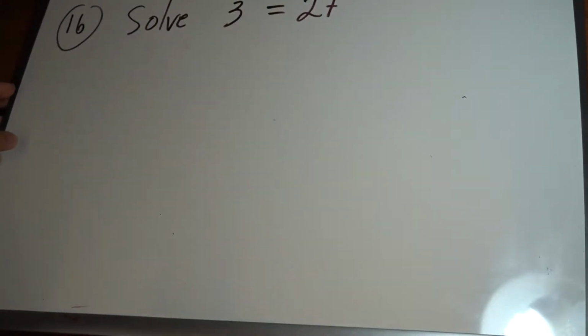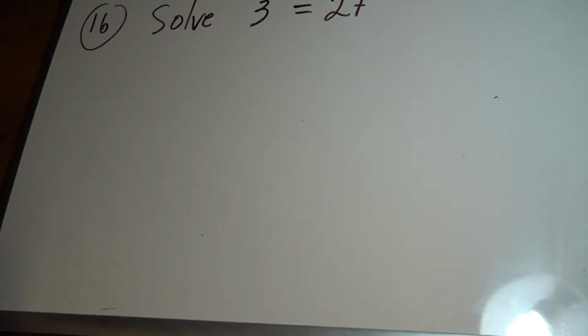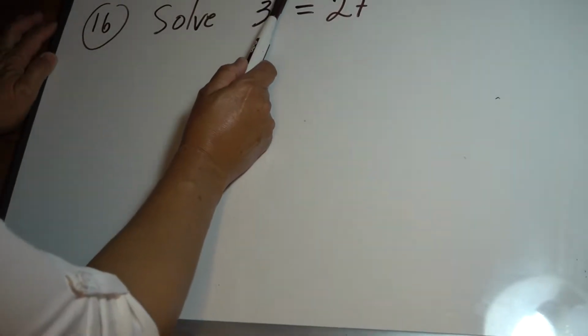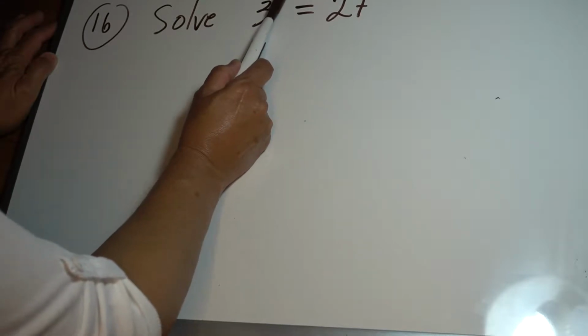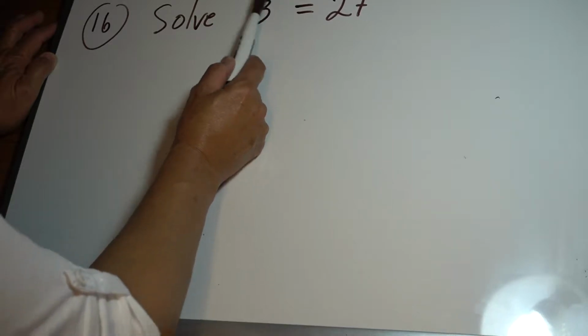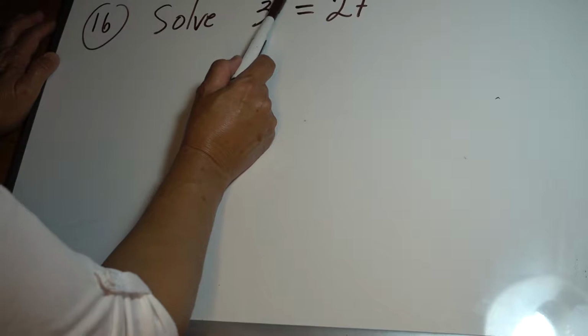Problem number 16. This is an exponential equation, a very simple exponential equation. Solve 3 to the x equals 27. This is an exponential equation because the variable is in the exponent. In order to isolate x, we need to remove the 3 from here, and isolate x, because that's what we do in equations.